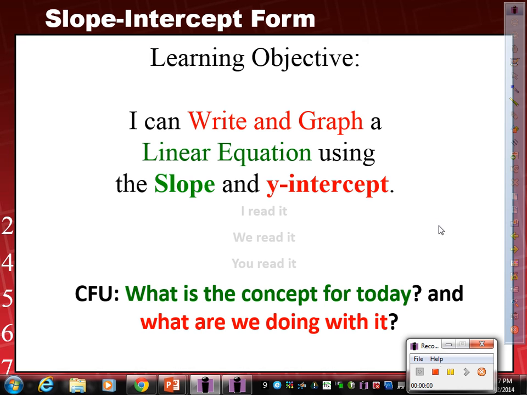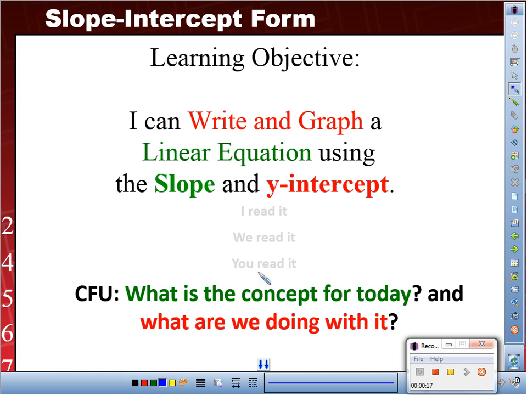All right, so title your notes, slope-intercept form. Our objective for today: I can write and graph a linear equation using slope and y-intercept. Let's read together. 1, 2, 3. I can write and graph a linear equation using the slope and y-intercept.